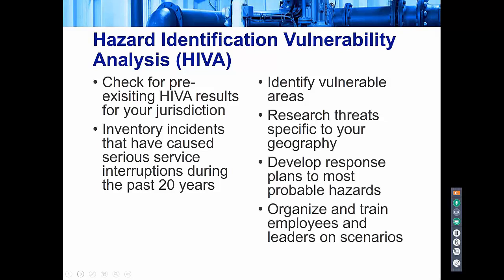So if you're in Maine, you might not be likely to suffer from a lot of drought, and so planning for a drought might not be the most effective use of your time, whereas if you're in California, planning for fires and droughts is very important. And then once you've created this hazard identification assessment, you really want to make sure that you organize and train your employees and the leaders on the various scenarios so that once these threats present themselves, everyone knows what they're supposed to be doing.